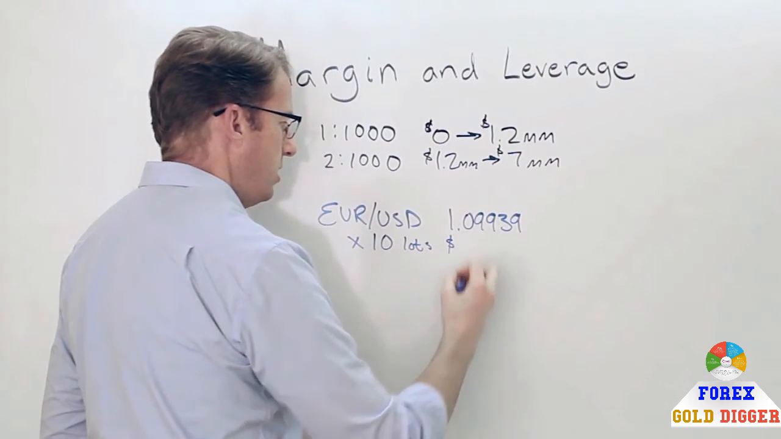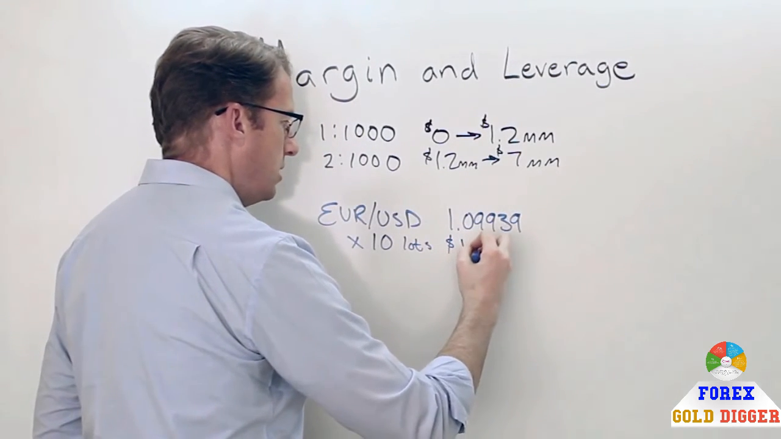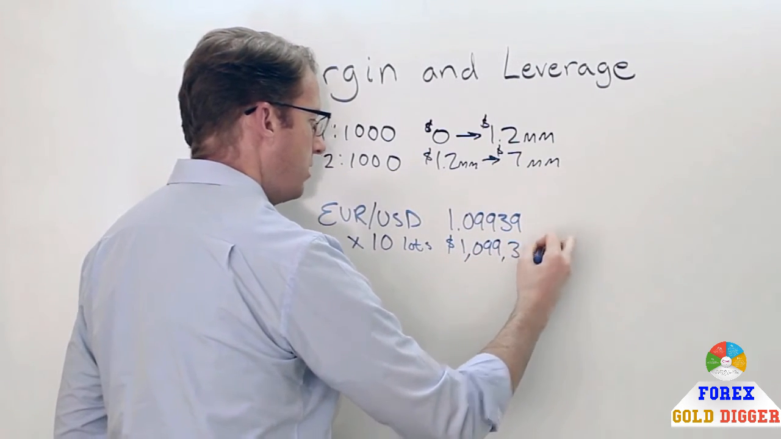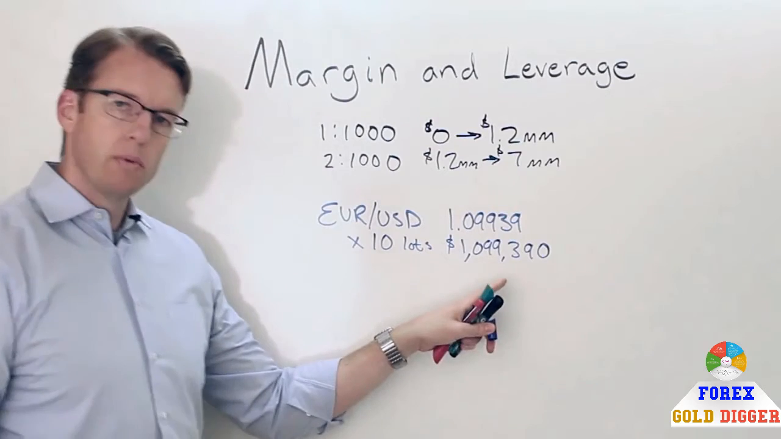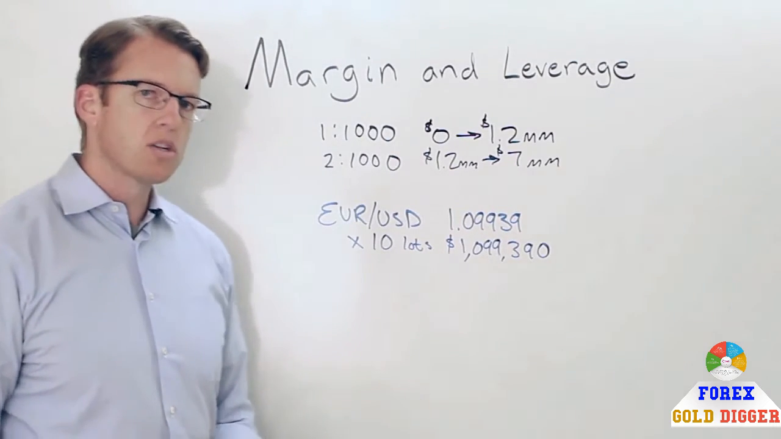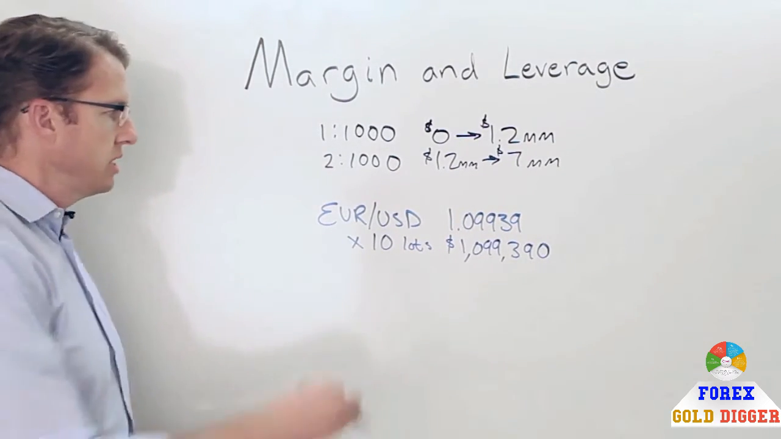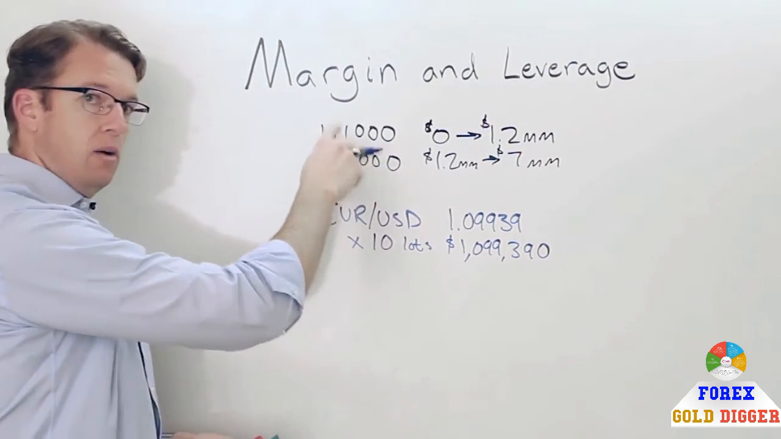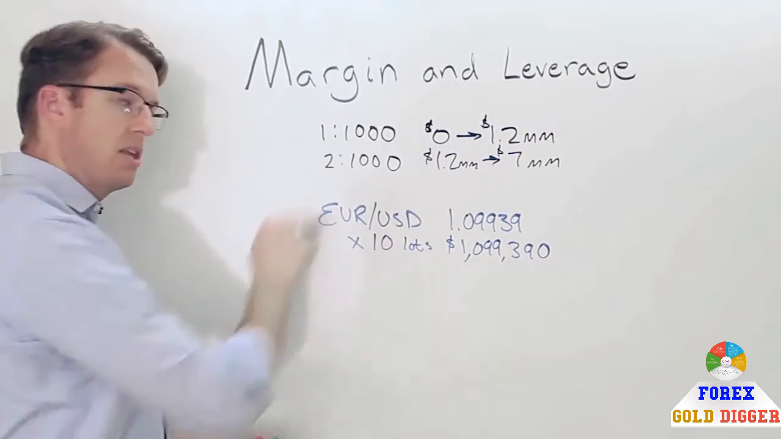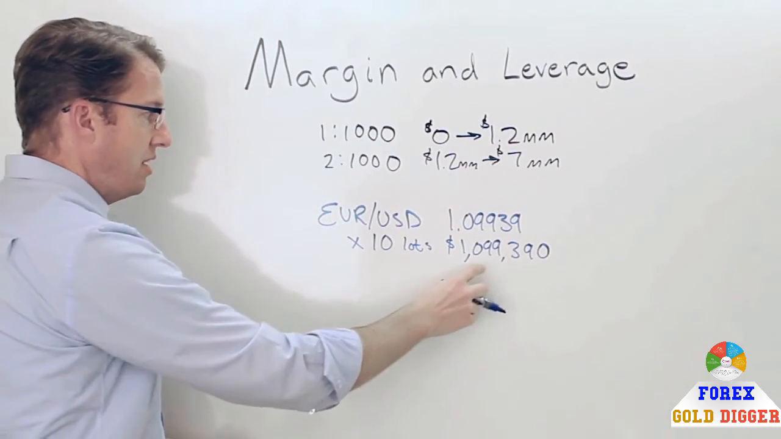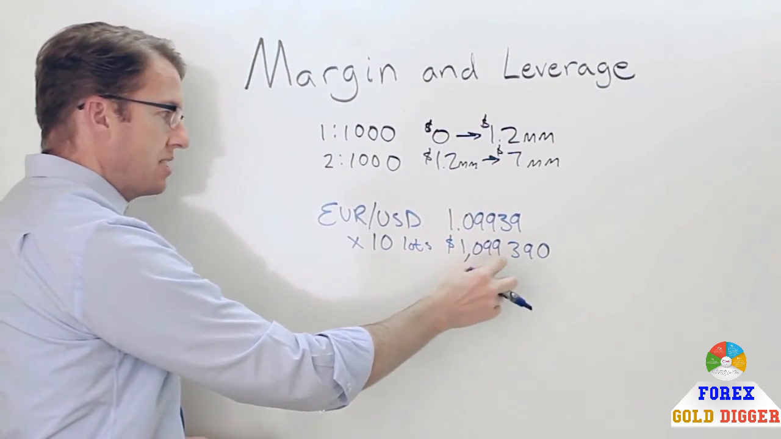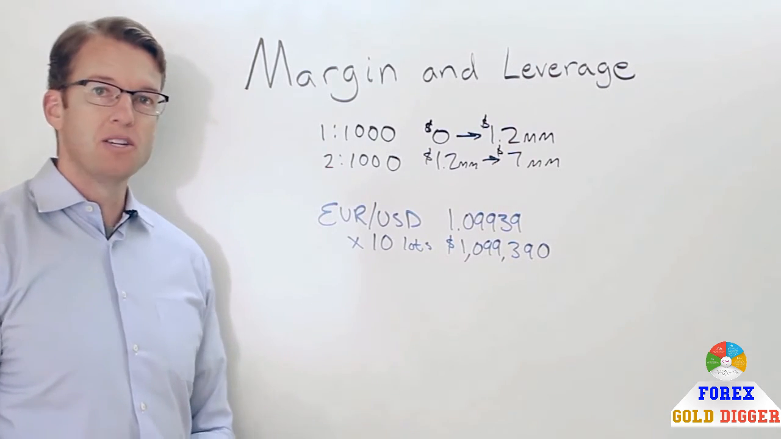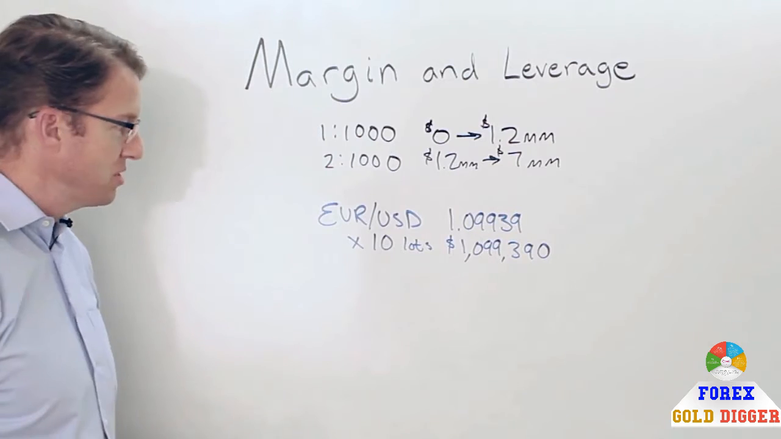So let me put that down here. So we say that's $1,099,390. Now normally, we would take this amount and we could calculate our margin requirement pretty easily, because all we need to know is the notional value, and then we times that by 1 divided by 1,000, or this 1 to 1,000 leverage ratio, and that tells us that we would need to have $1,099.39 as a minimum margin amount in equity available to hold open this position.